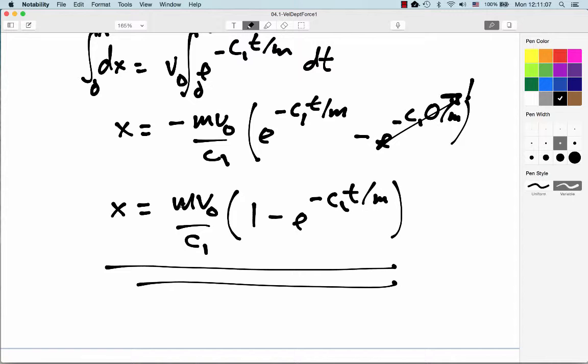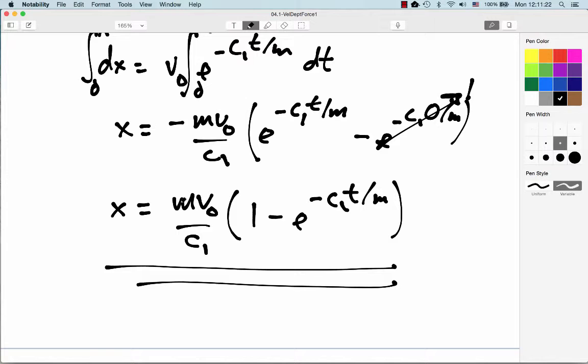Now what if we go to time infinity? At time infinity, we'll have e to the negative infinity, which is equal to 0, which means that our position is going to asymptotically approach mv naught over c1. So what we get is that the object is slowing down. That makes sense. And at the end of all the motion, it will end up over here.